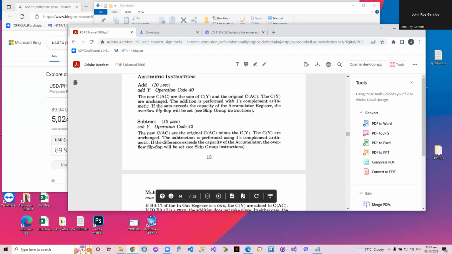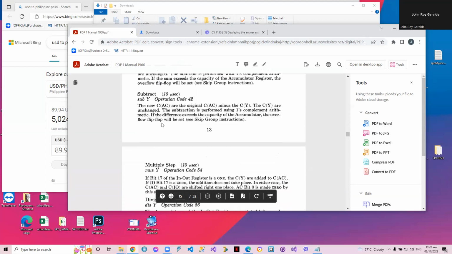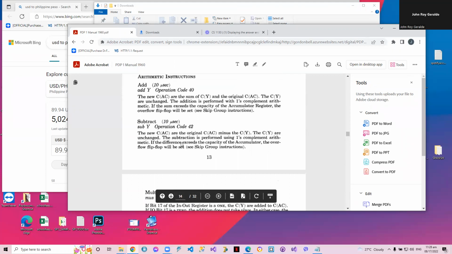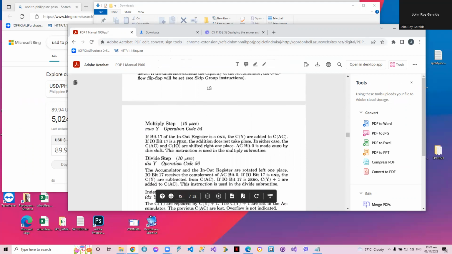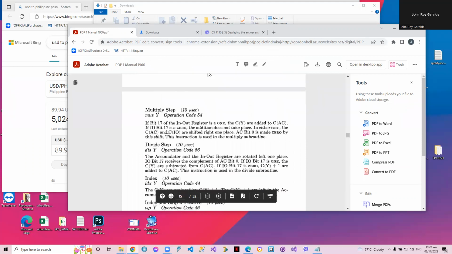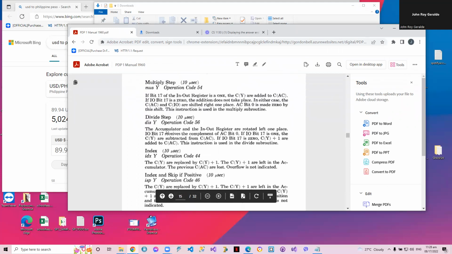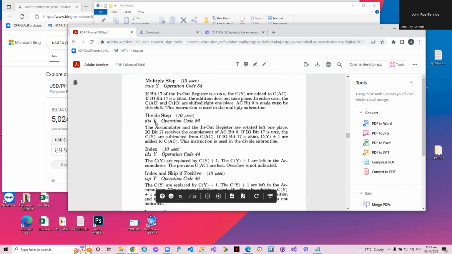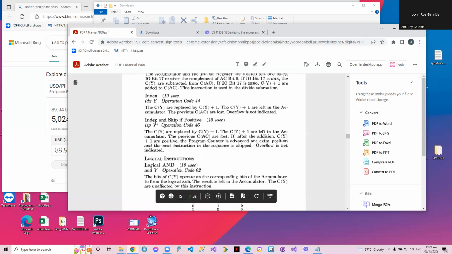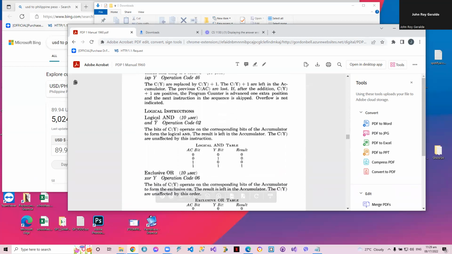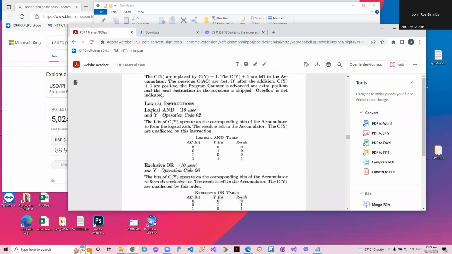Do you follow? And in the IAS, you say sub M of y. Now, in the PDP-1, you say sub y, which means subtract a value from the accumulator taken from the address y. You also have a div and a mul. There are different types of divs and muls, but we are interested only in the div and the mul.